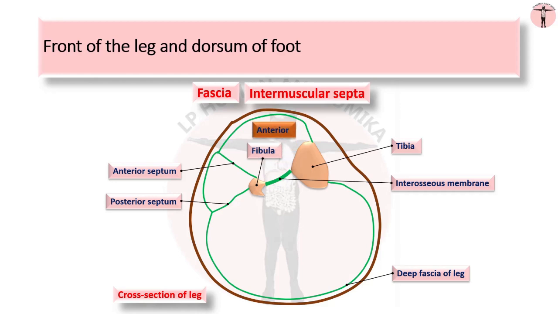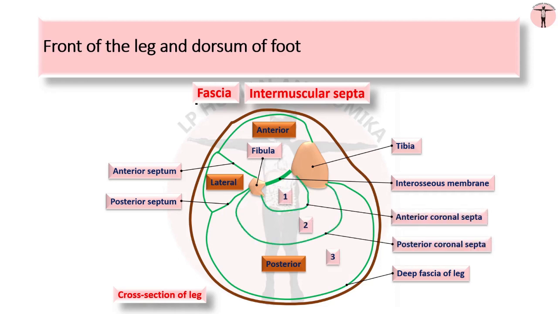Anterior compartment is present between the lateral surface of tibia and anterior intermuscular septum. The lateral compartment is present between the anterior and posterior intermuscular septa. The posterior compartment is present behind posterior intermuscular septum and tibia and is divided into three layers by anterior and posterior coronal sheets of fascia.